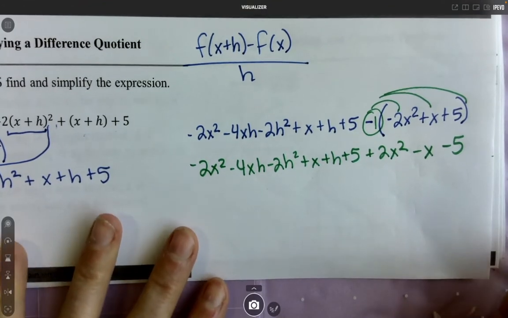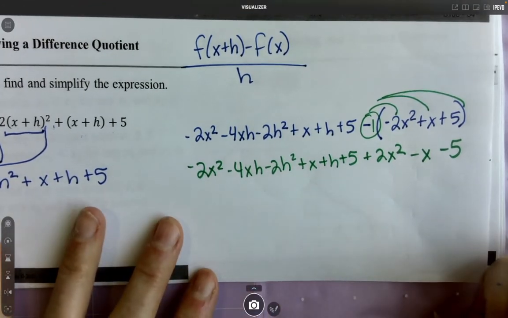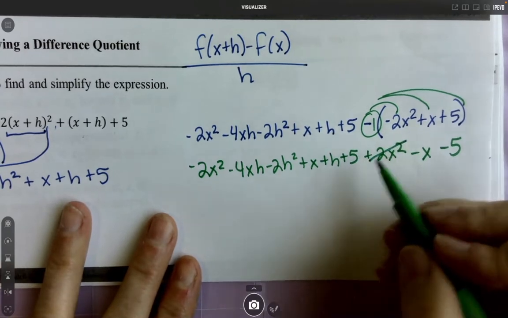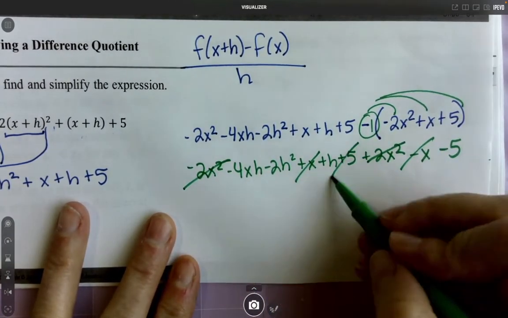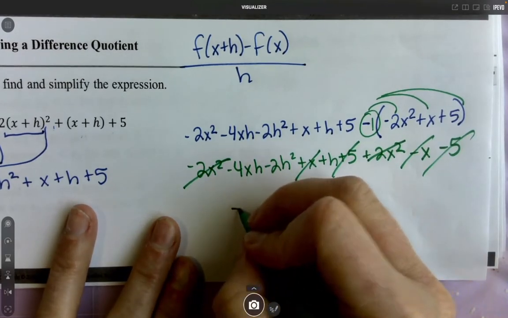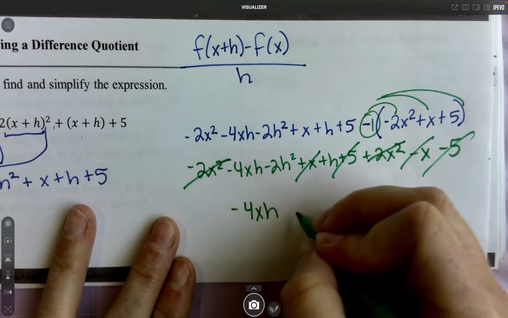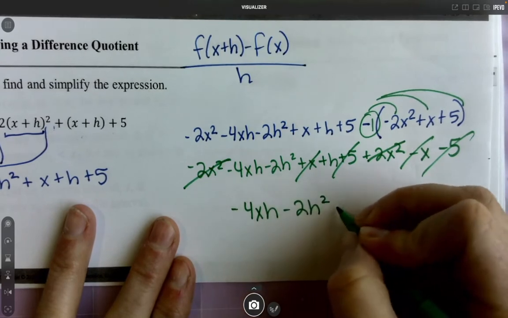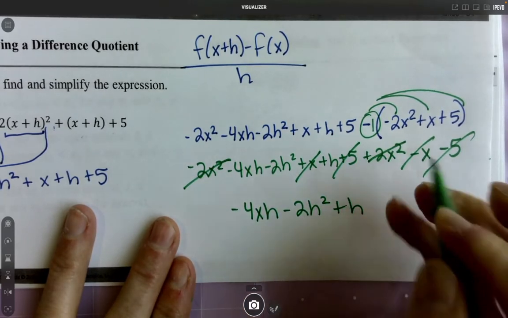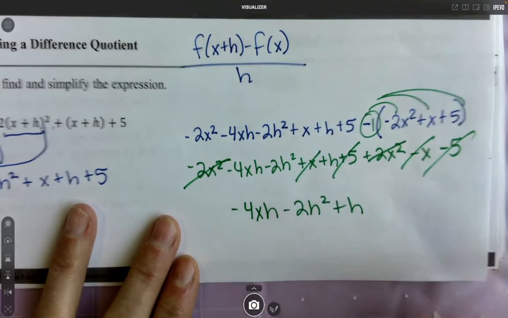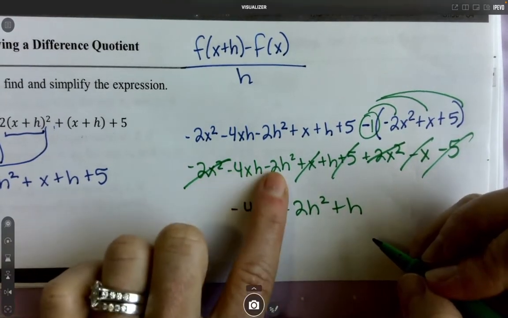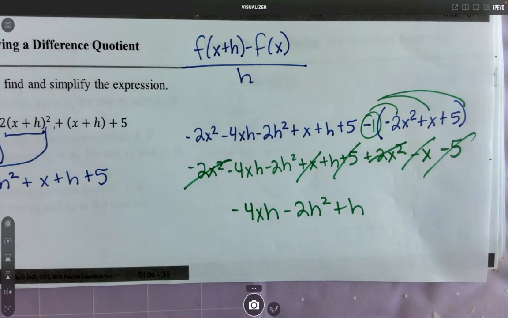Okay, so let's see if I can simplify it. And then it'll all be over h once I simplify this. These are the same. That's the same. That's the same. So we're left with negative 4xh minus 2h squared plus h. Everything else canceled out, right? Do we have this plus h? Yeah. So it's 1, 2, 3 terms. And then it's all over h.